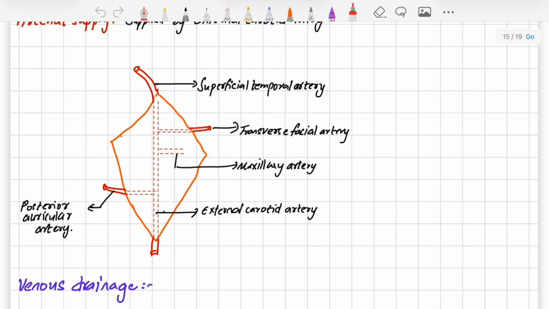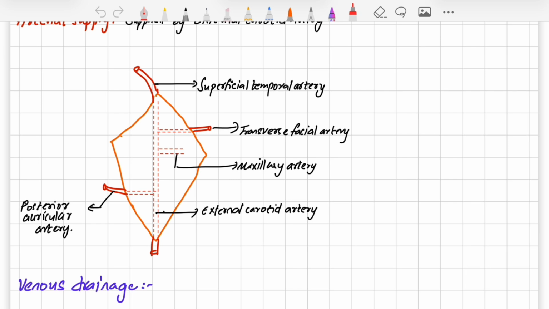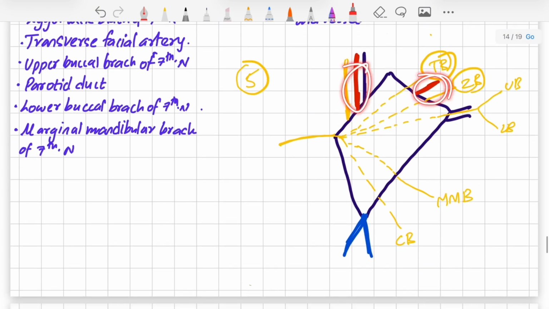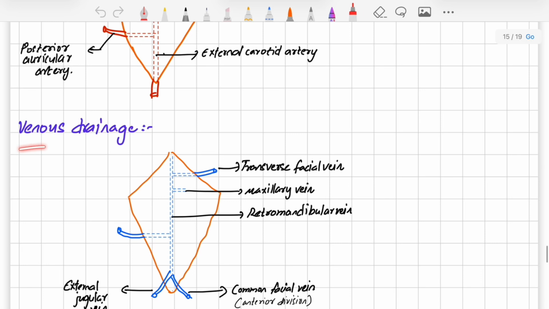Now you can clearly, still more clearly understand the structures emerging. See, so this is the external carotid artery. This transverse facial artery and superficial temporal artery, which are the structures emerging, right? Remember, so these are the structures emerging. These are arising from the external carotid artery only. Okay, interesting, right? Next, the venous drainage, the main, the retromandibular vein. Okay, the retromandibular vein is the main venous drainage of the parotid gland.